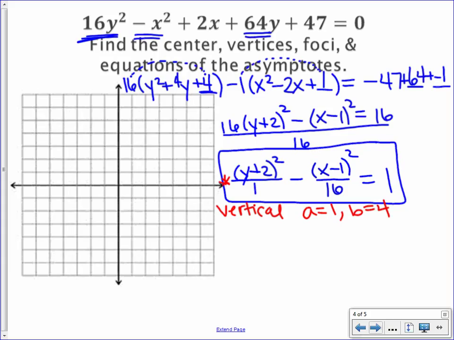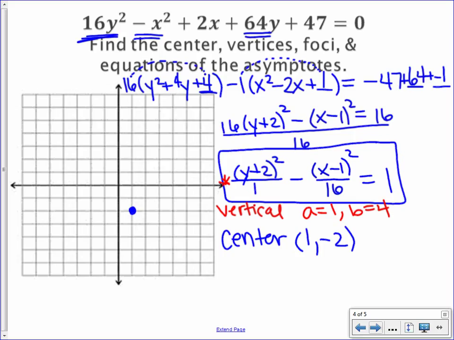Let's go ahead and identify the things that we need to. Our center is 1, -2. Please also be careful here. I know that the y squared comes first, so you're going to want to pick that -2 first, but please choose the x and then the y coordinate. So 1, -2 is our center.